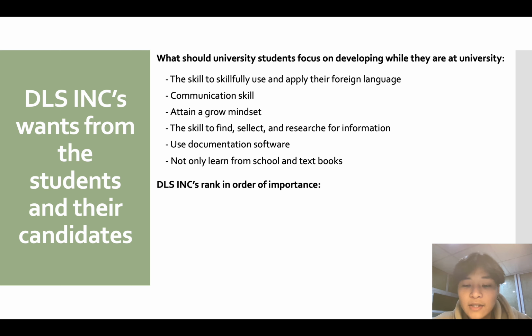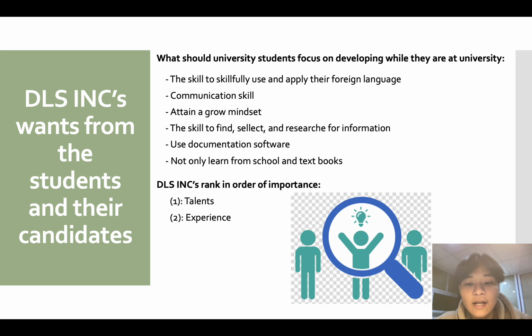Now let's look at DOS incorporation's rank in order of importance of the four elements. So the most important thing to DOS incorporation is talent. Next is experience, grades, and relationships. So the reason why talent is above everything is that talent is the hardest thing to acquire for a candidate. To be specific, a candidate is born with talent while the experience can be obtained through time.